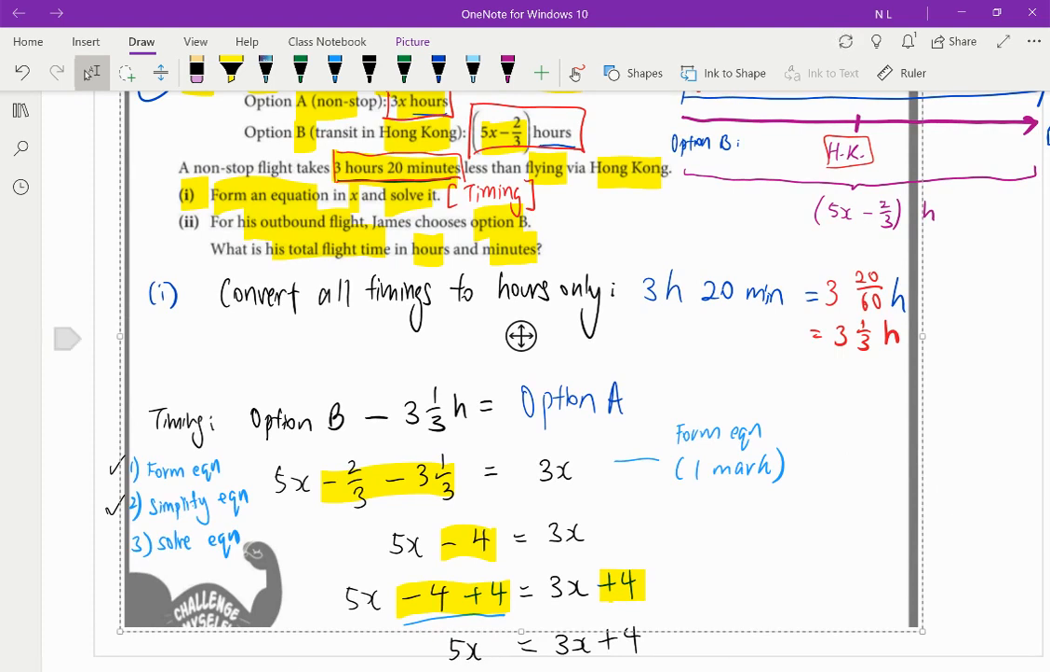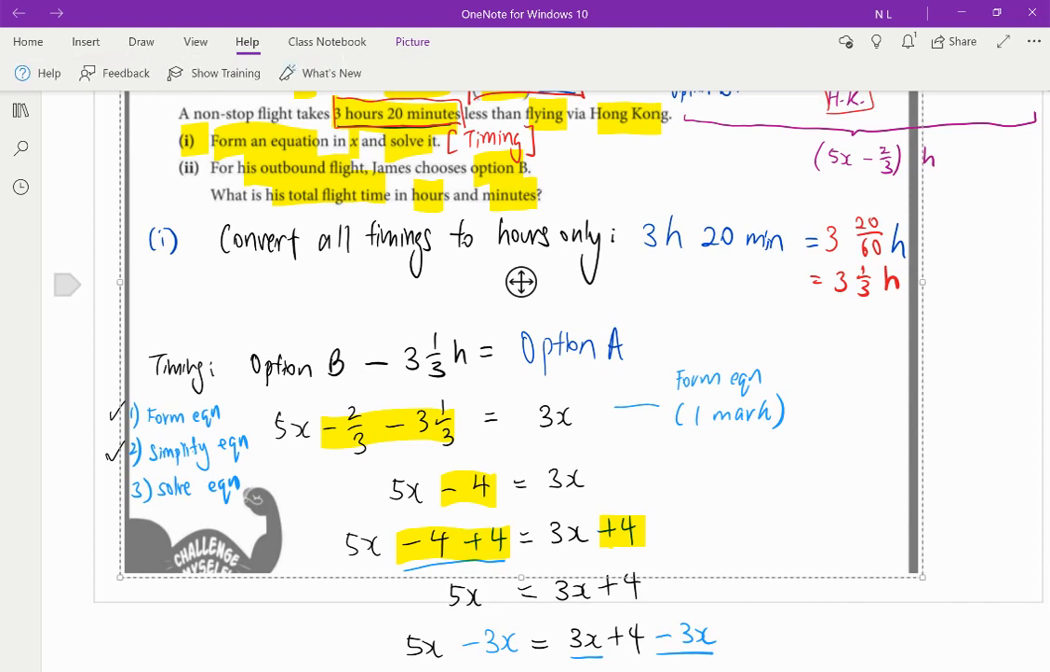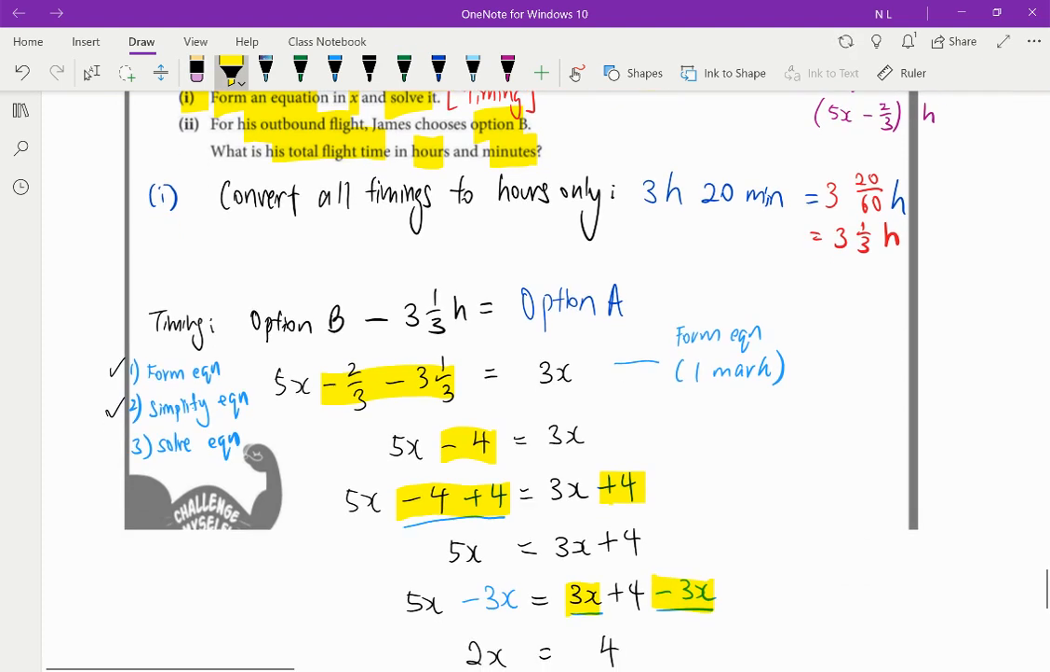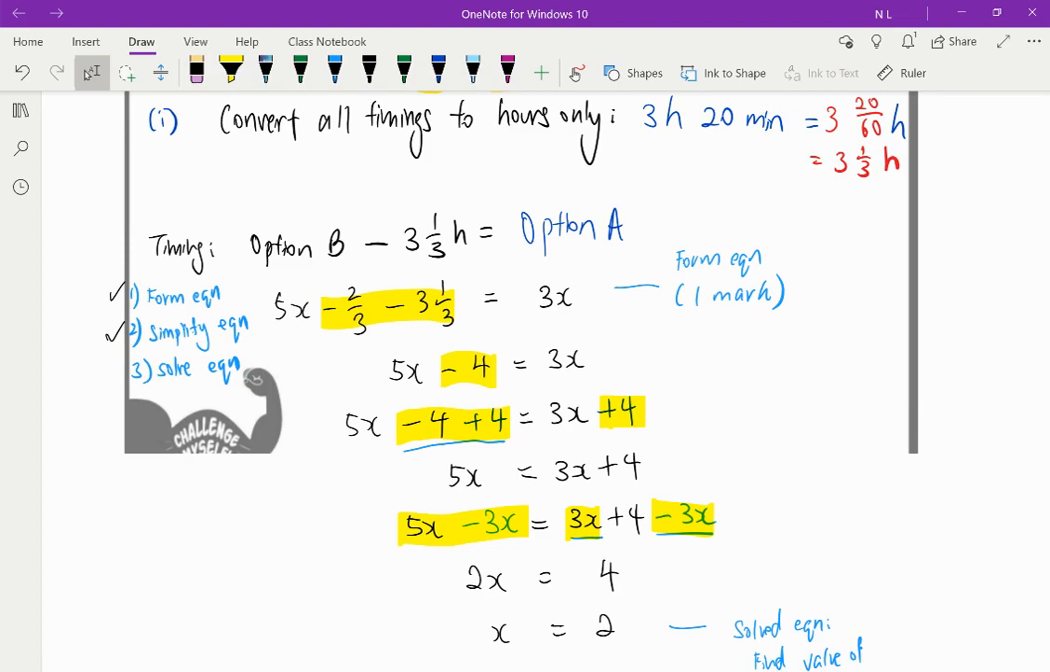Now I need to remove the 3x on my right side of the equation. How do I remove it? I need to subtract 3x on both sides of the equation. So 3x minus 3x will be 0, and I can simplify my equation further on the left side, because 5x minus 3x will be 2x. So I'm left with 2x equals 4. How do I solve for x? 2x equals 4, what does it mean? It means 2 units equals 4. So to find out what 1 unit is, I divide by 2, so x equals 2.